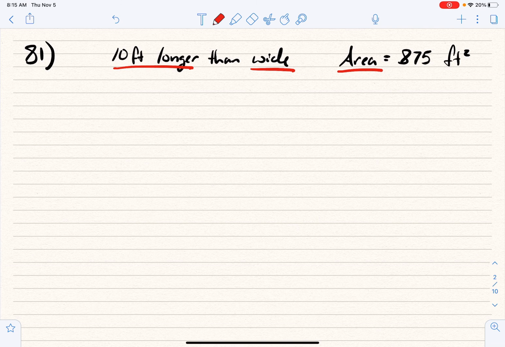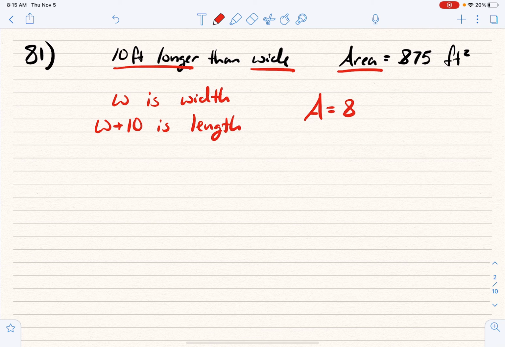Okay, so basically we go, well, what do we got? We'll say W is the width. And therefore, W plus 10 is the length. It's 10 feet longer. And the total area is 875. So that means the width times the length is 875. So we just multiply these two: W times W plus 10 equals 875.